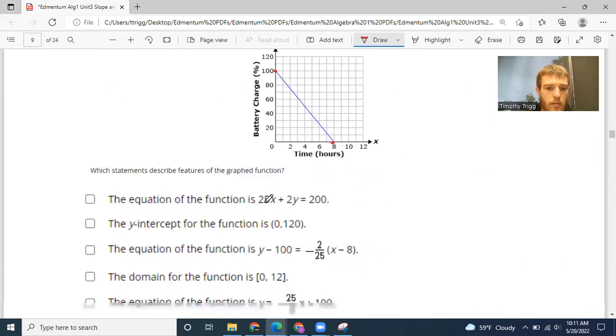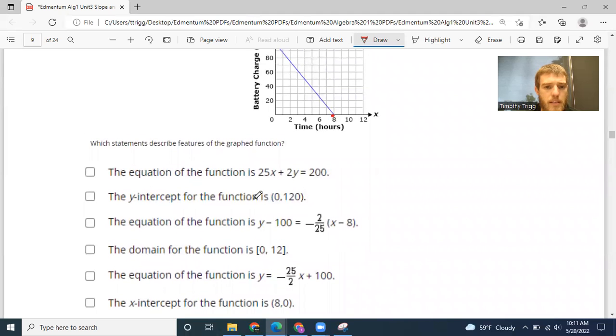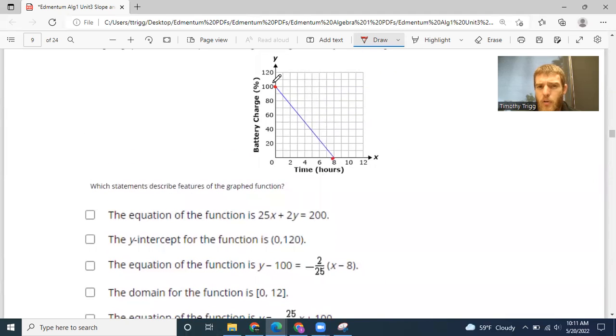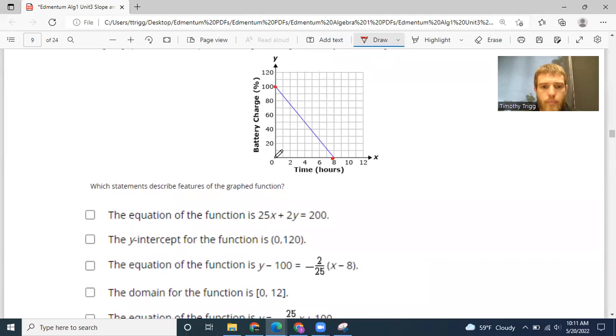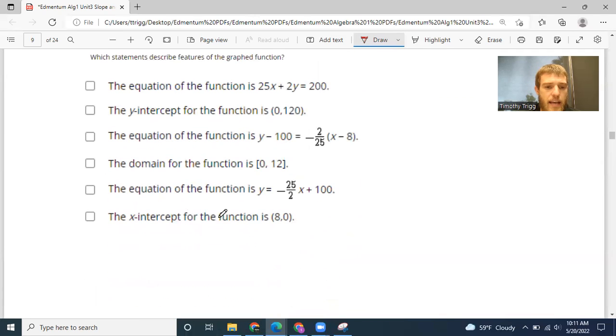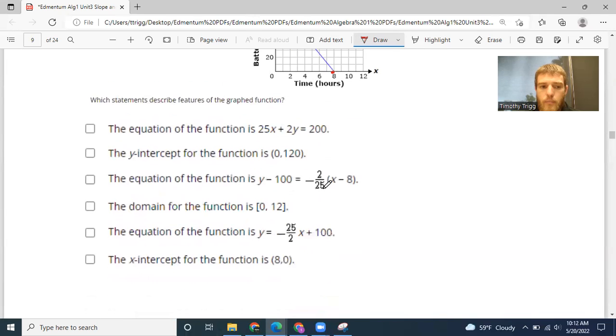All right, let's see. First thing, let's not look at our equations yet. So I'm actually going to look at this one here. It says the y-intercept is 0, 120. Does that seem correct to you? The domain for this function is 0 to 12. I would say that's not correct because our domain looks correct from 0 to 8. This one says the x-intercept is 8, 0. Does that seem correct? So which of those 3 that I just showed seem correct? One of those is correct. The other 2 are not.